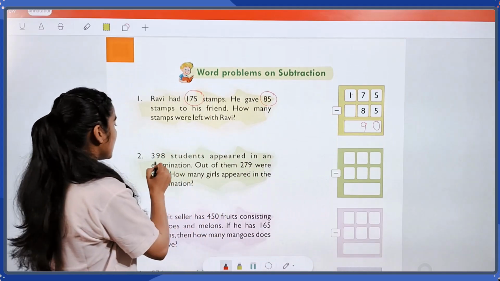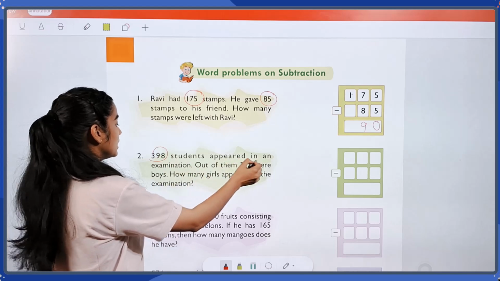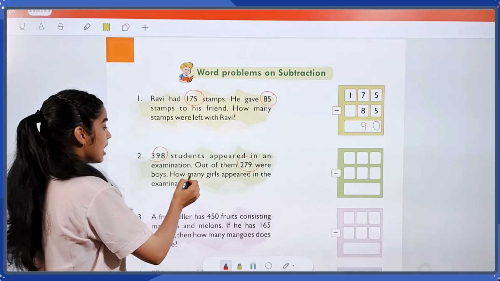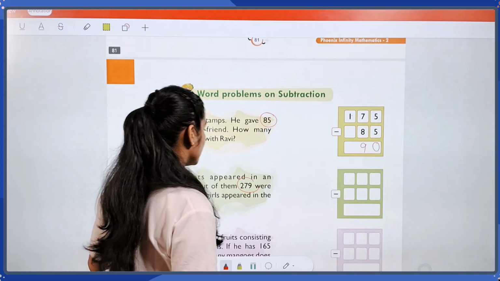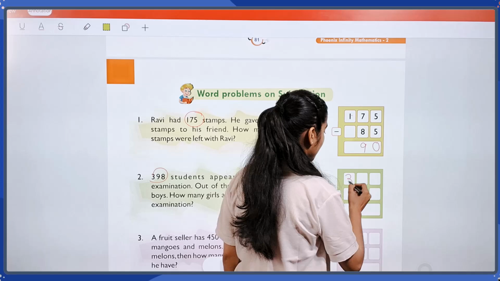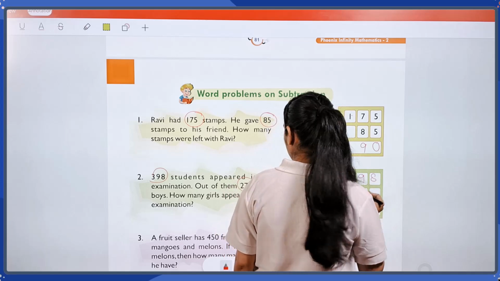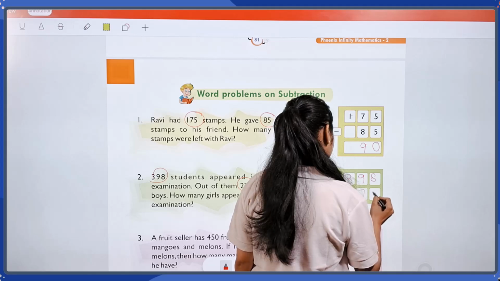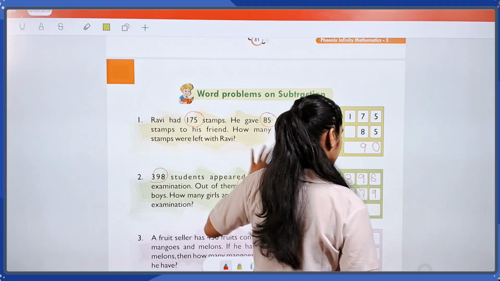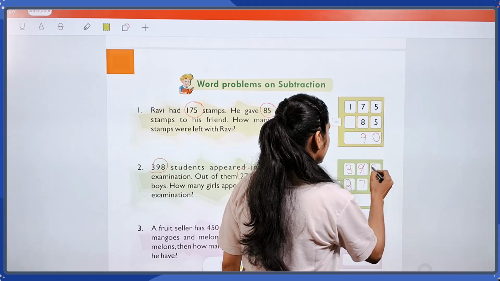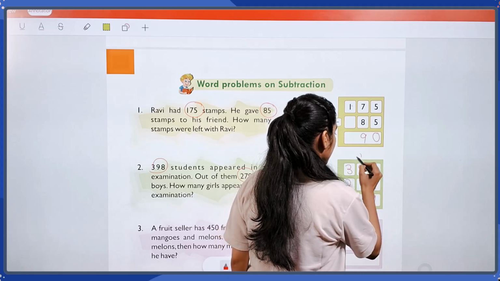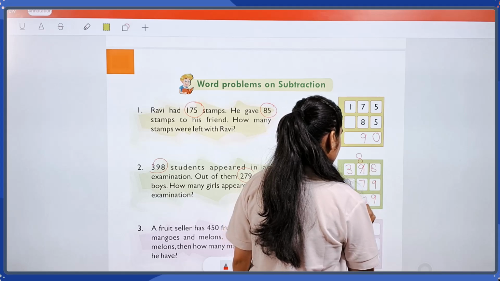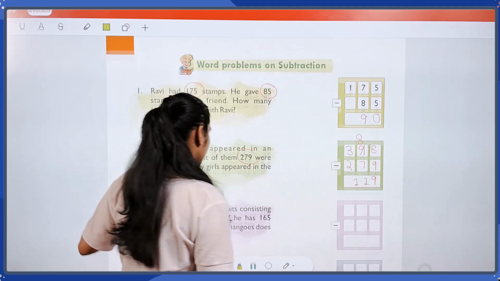Now 398 students appeared in an examination. Out of them, 279 were boys. How many girls appeared in the examination? So what you have to do is subtract 279 from 398. 8 minus 9 is not possible, so we have to take a carry. 18 minus 9 is 9. 8 minus 7 is 1 and 3 minus 2 is 1. So the final answer is 119.